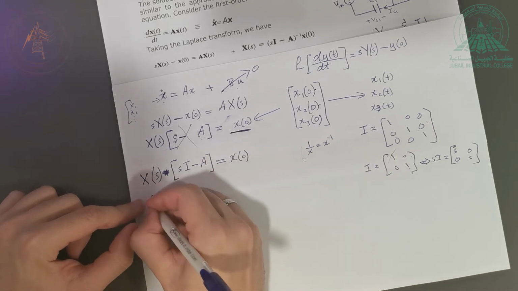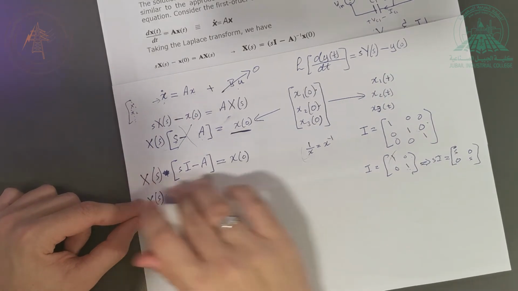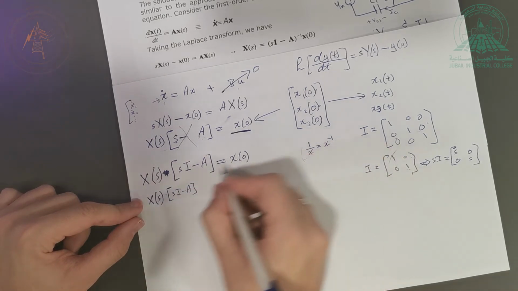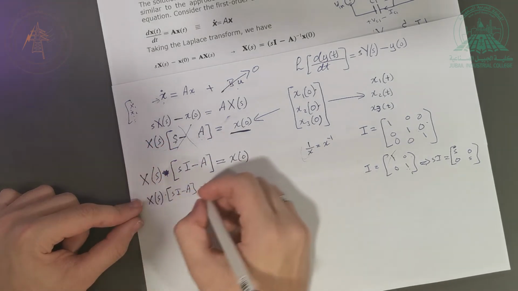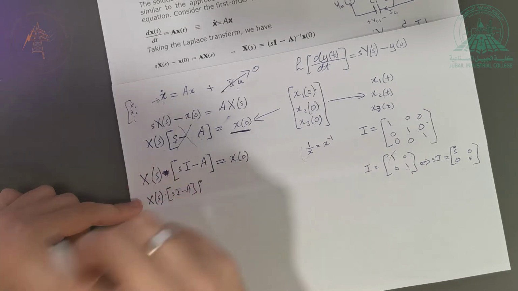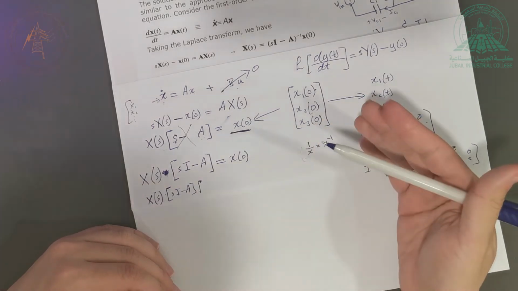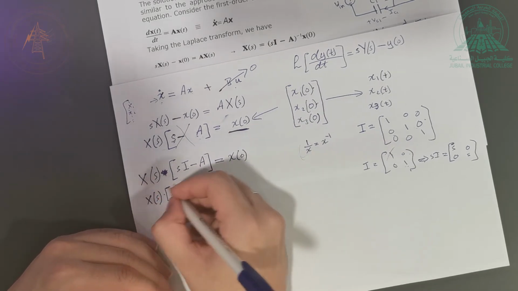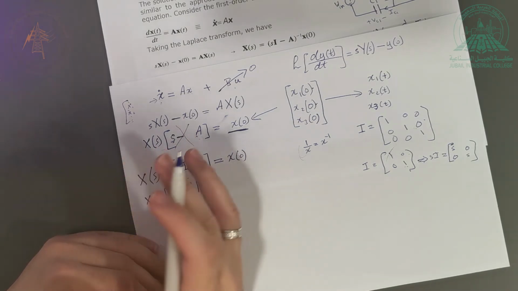So what do I say? I say x of s multiplied by (sI minus A), and I multiply by the inverse of this on both sides. I want this to go away. I want x of s to be here alone, so I'm going to multiply by the inverse. Now be careful, Aisha. When you talk about matrices, the order of multiplication is important. So I'll multiply the inverse on the left, like this.